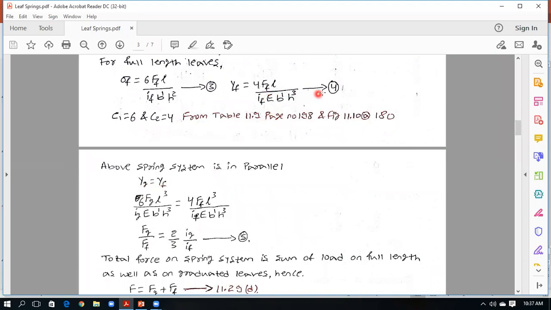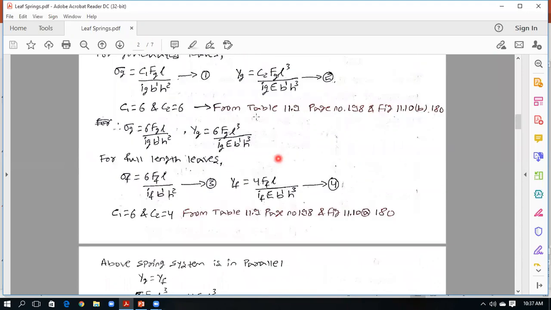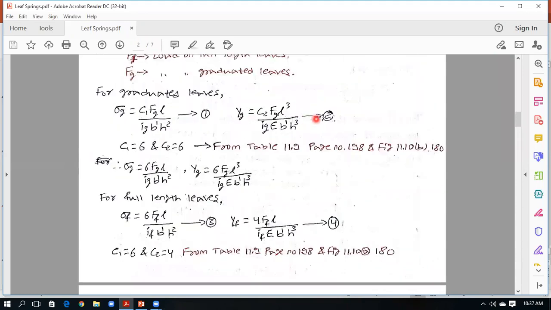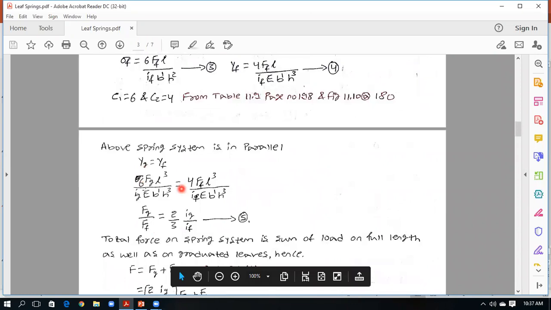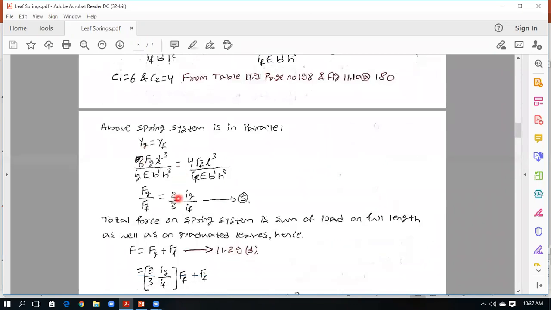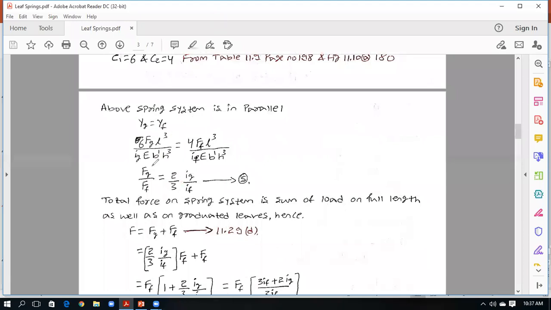Now substitute the deflection of graduated leaves and the deflection of full length leaves. Here you can see that the full length leaves deflection is equation 4. Substitute that. Similarly, the graduated leaves deflection is in equation 2. Substitute that value. After substituting both the values, some of the terms will get cancelled. E b dash h cube is constant, so this term will get cancelled. Length is also the same, so L cube will get cancelled.